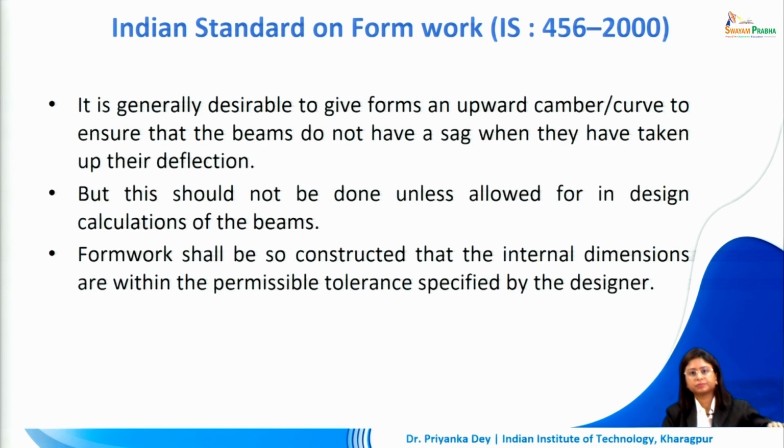It is generally desirable to give forms an upward camber or curve. So when we are placing the formwork, we want to give it a slight upward curve. This prevents sagging of the beams. Due to the deflection of these members, a certain amount of sagging will always tend to happen. To prevent this, we want to give it an upward curve or camber whenever possible. But this should not be done unless allowed for in the design calculations of the beams.